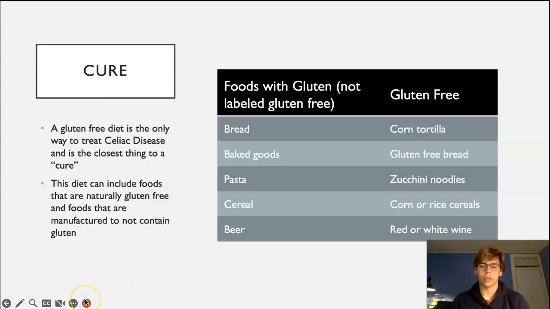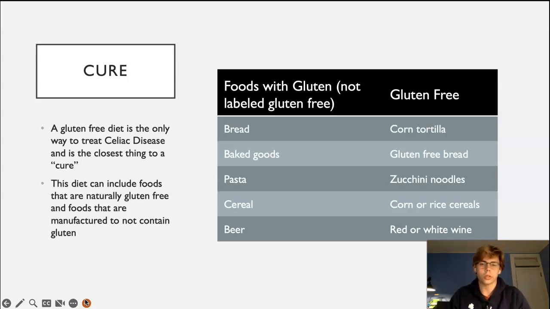So here we'll talk about the cure. Like I said, there's no cure for celiac. The only thing you can really do is follow a gluten-free diet. There's no vaccine, there's no shot you can take. This is pretty much the best option and the only option.